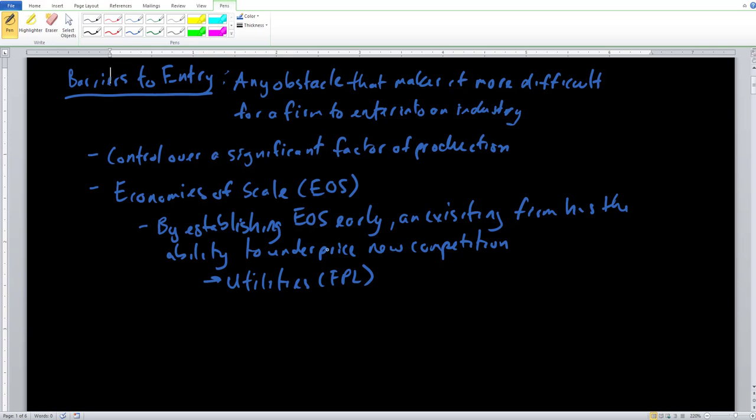As the firm provides more and more of this good or more and more of the service, its costs are going to go down. And that's exactly what we see right here, especially with the utilities company. So they're going to underprice new competition and prevent them from going into the industry that the monopoly firm is operating in. And then finally here, we're going to go ahead and take a look at the final type of barrier to entry, which is going to be some type of government protection. So government protection through government franchises, patents, and copyrights.